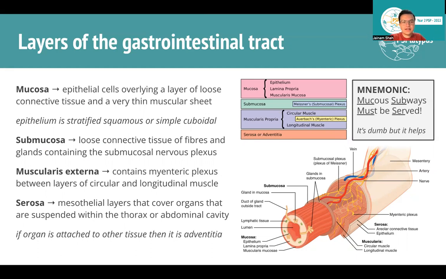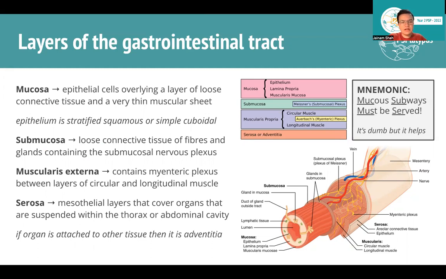Submucosa is the next layer, going from inside to out. It's basically loose connective tissue, and it contains the submucosal or Meissner's plexus. The muscularis externa comes next, or in this diagram, it's called the muscularis propria. It contains the myenteric plexus. I'm not sure if you've covered these plexuses before; I think they would have been covered in some physiology lecture. For now, just know that they have these nerve plexuses there. The interesting thing to remember is that the myenteric plexus is sandwiched between the circular muscle layer and the longitudinal muscle layer. And then finally, on the very outside, you've got serosa or adventitia.